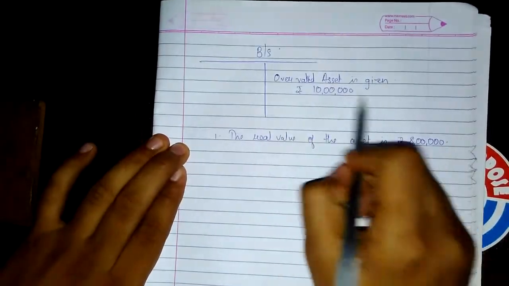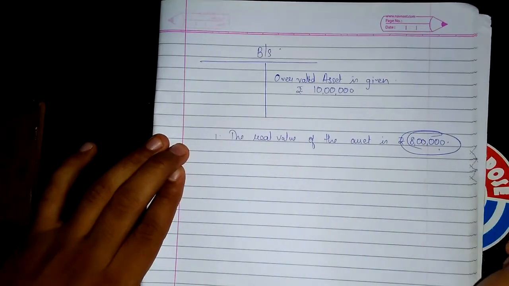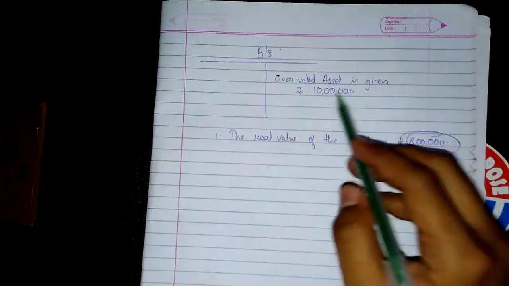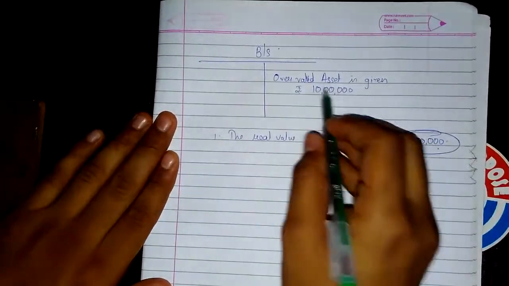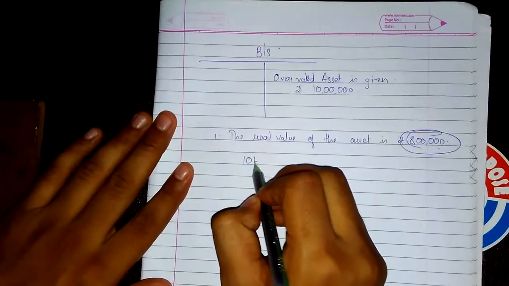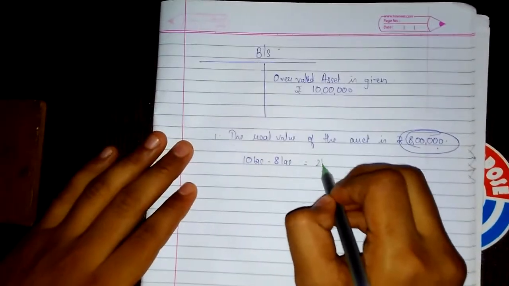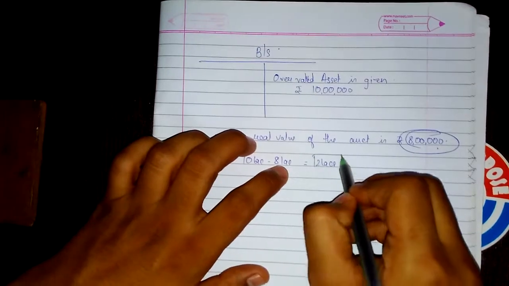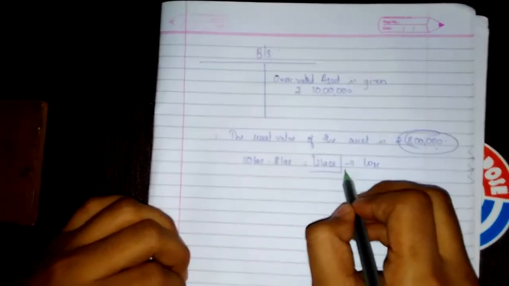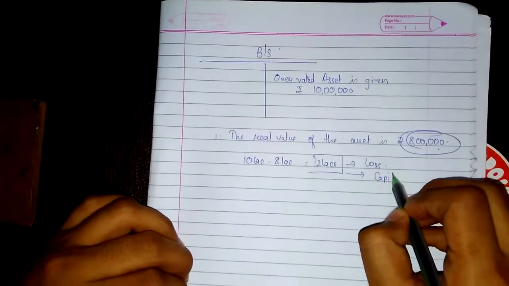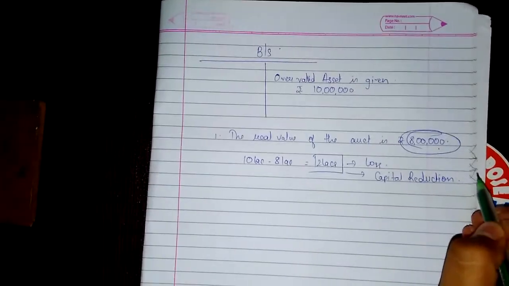So there is a difference between these two. This 8 lakhs will be shown in the new balance sheet that we are making in the solution. So you can see there is a loss. You can see there is a capital reduction, that is 10 lakhs minus 8 lakhs, which is equal to 2 lakhs. So this 2 lakhs is the loss. We cannot write it as loss, we'll write it as capital reduction.